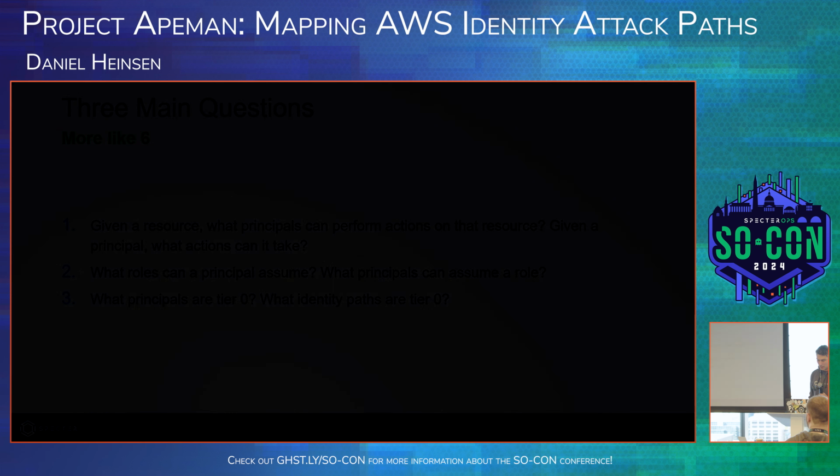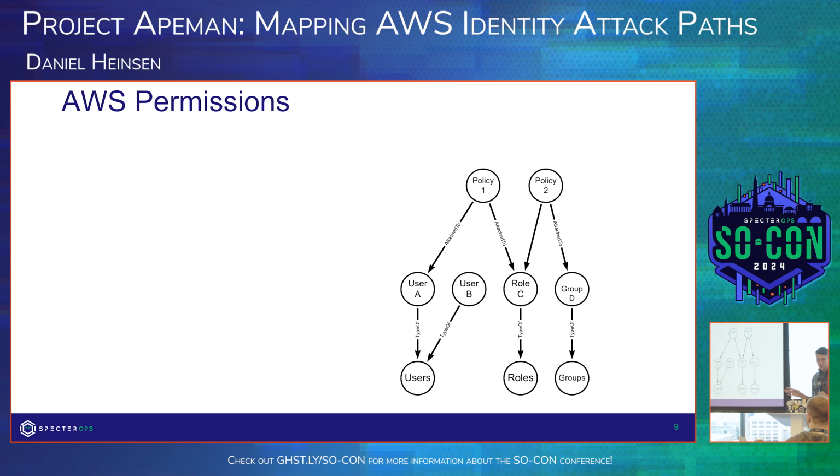So I didn't want to leave too many people in the dust. If you're new with AWS and you have no idea what I'm talking about, I want to spend 2 slides just to cover some of the basics so that you can follow along. So the key things with AWS permissions is that you have these sets of principals. So you have users, roles, and groups, and they get their privileges from policies that are attached to them, right?